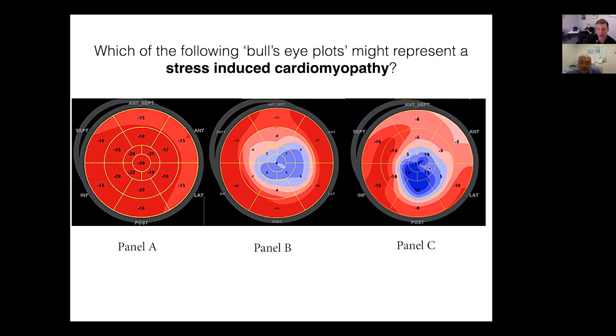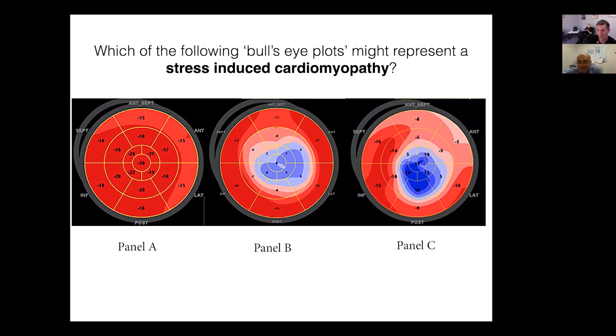Probably, yeah. B or C could be. What about this area down here? So we've got anterior and the anteroseptal. We've got -5, -8, -5, -5. I was going to say there is some kind of regional normal motion in channel C, so it may not be C.